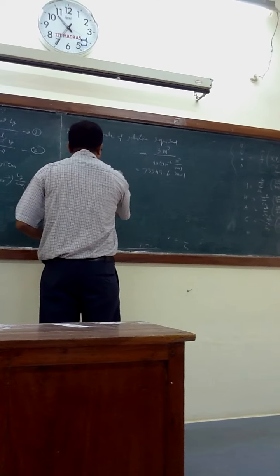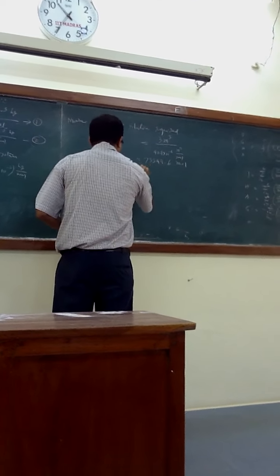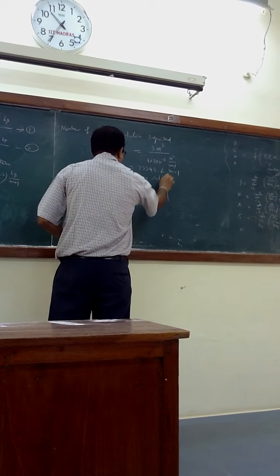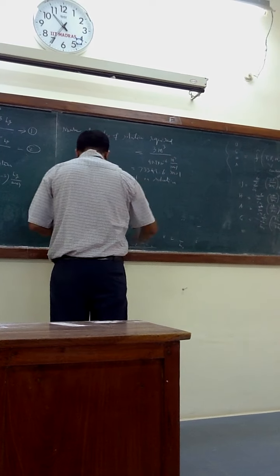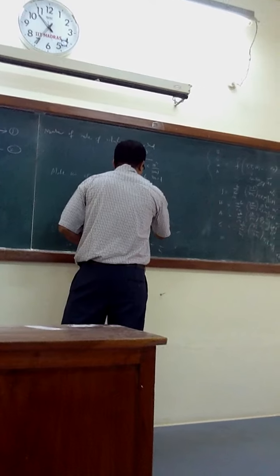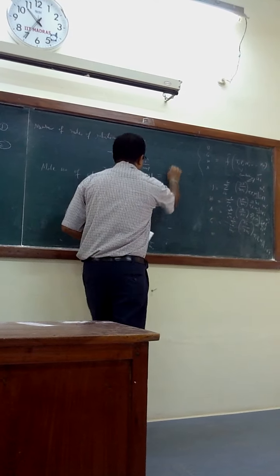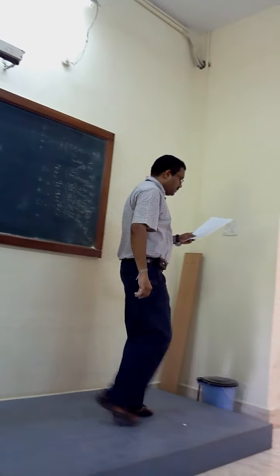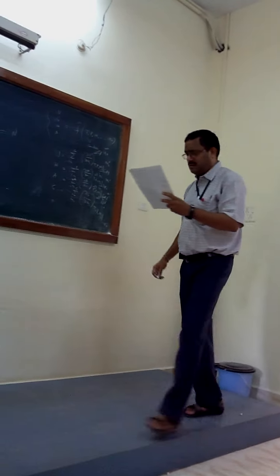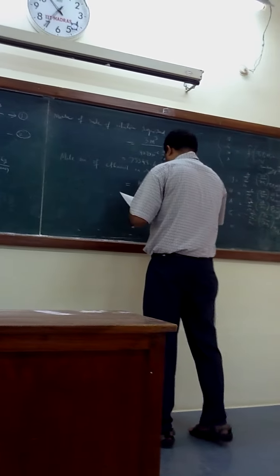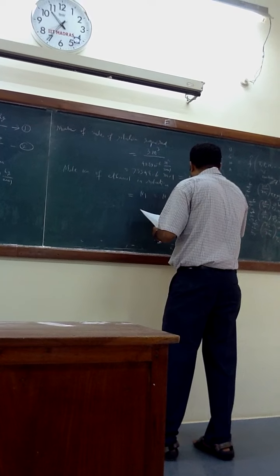Correct? Yes. So the number of moles of ethanol in solution, which is N1 equals N into X1. This is my N, number of moles, into 0.6. How much is it coming? 44,009.8 mole.